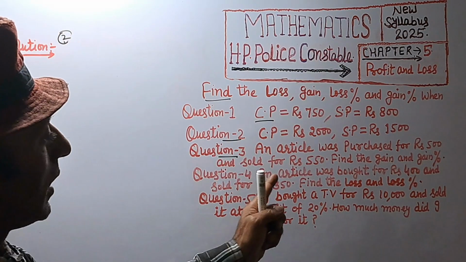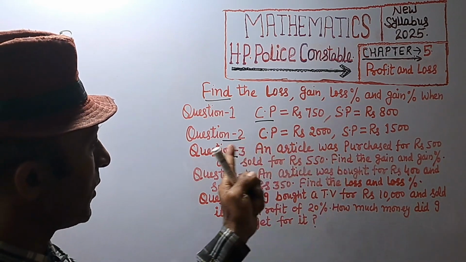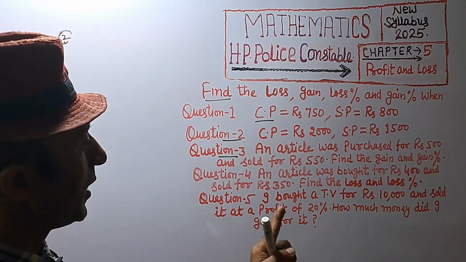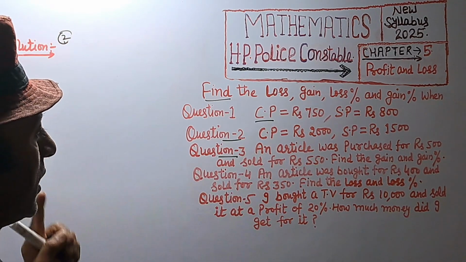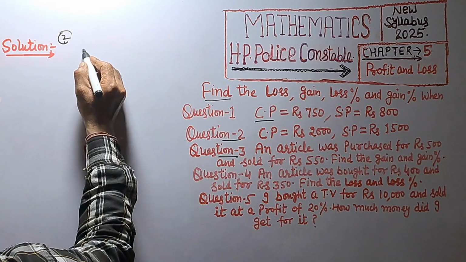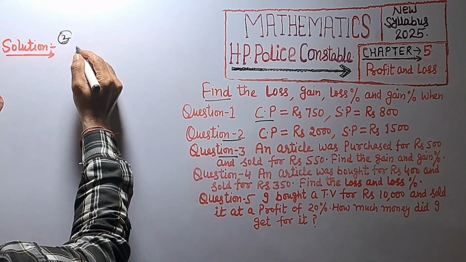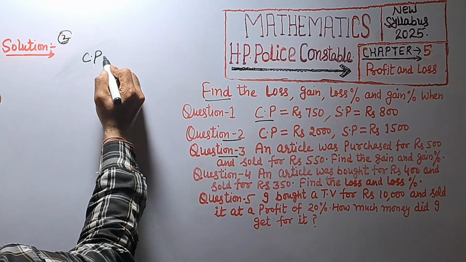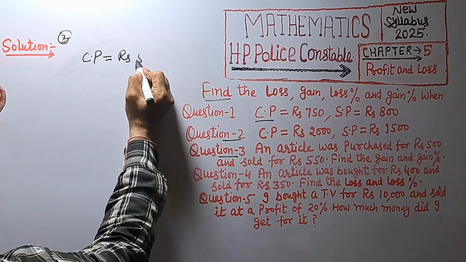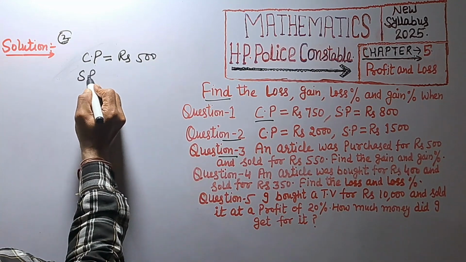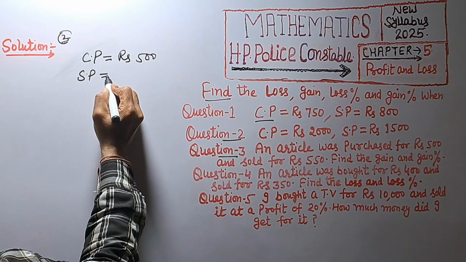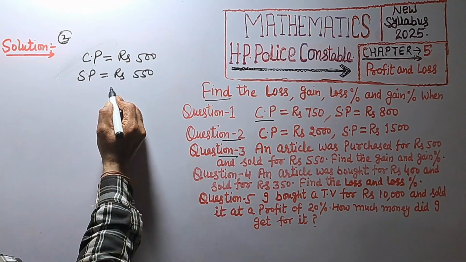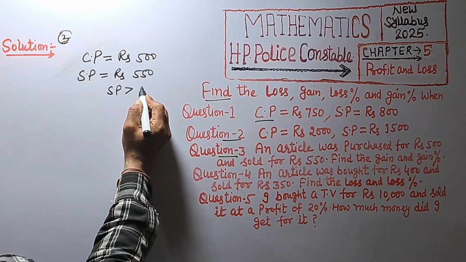Question number 3. An article was purchased for rupees 500 and sold for rupees 550. Find the gain and gain percent. Cost price rupees 500 and selling price is equal to rupees 550. SP is greater than CP.